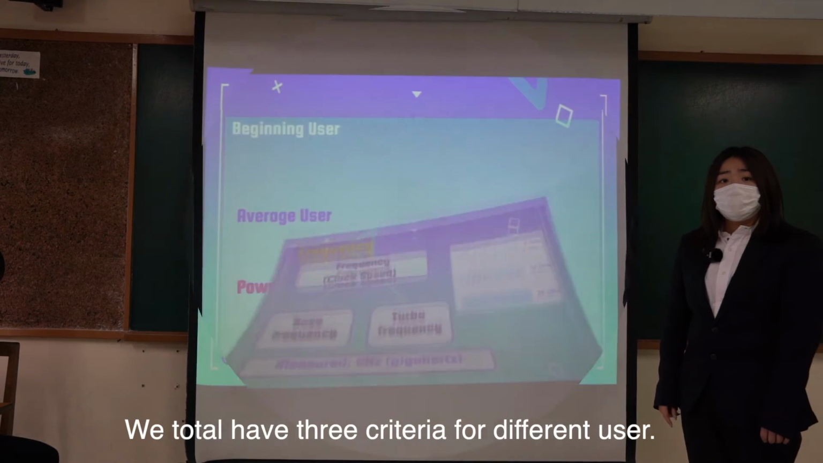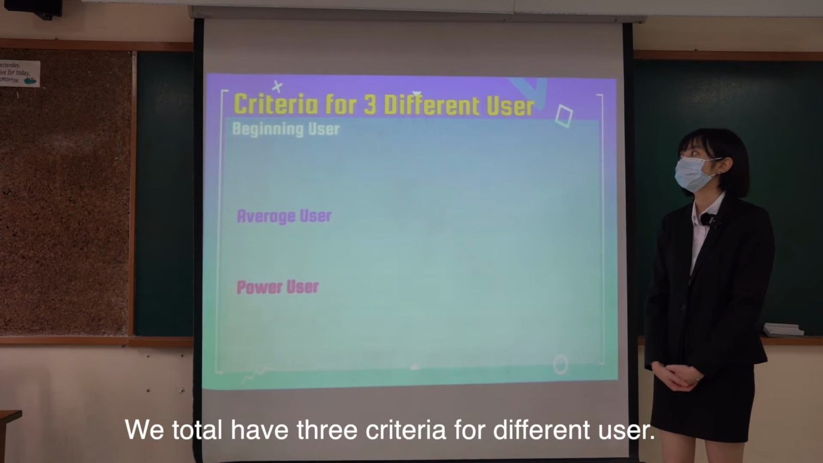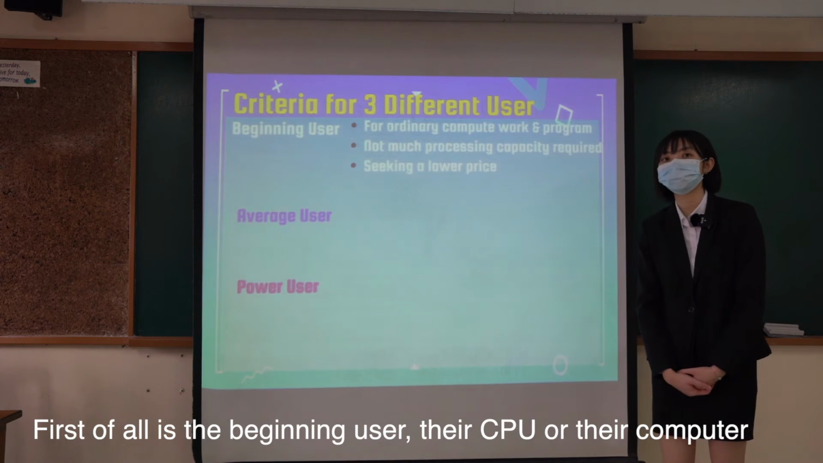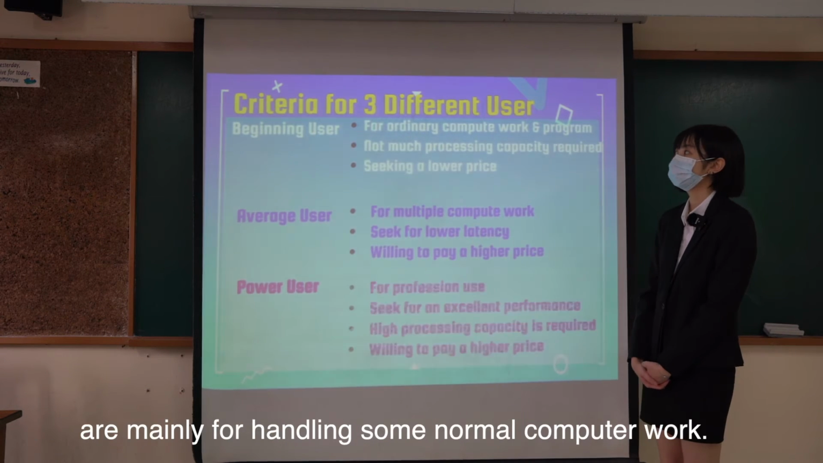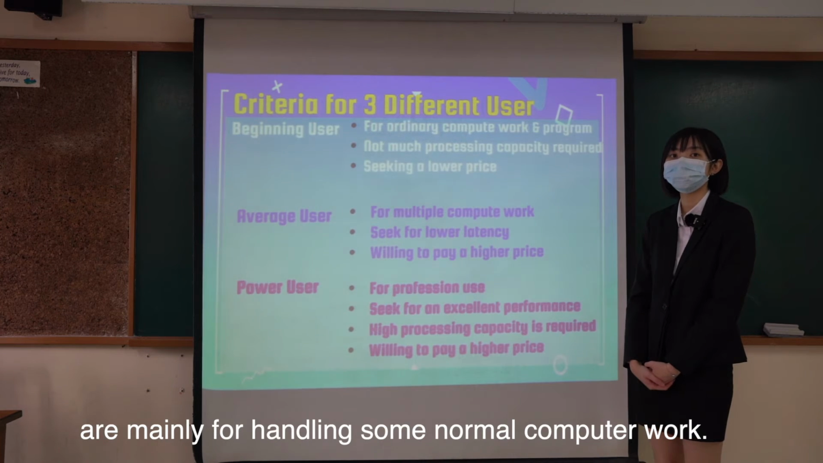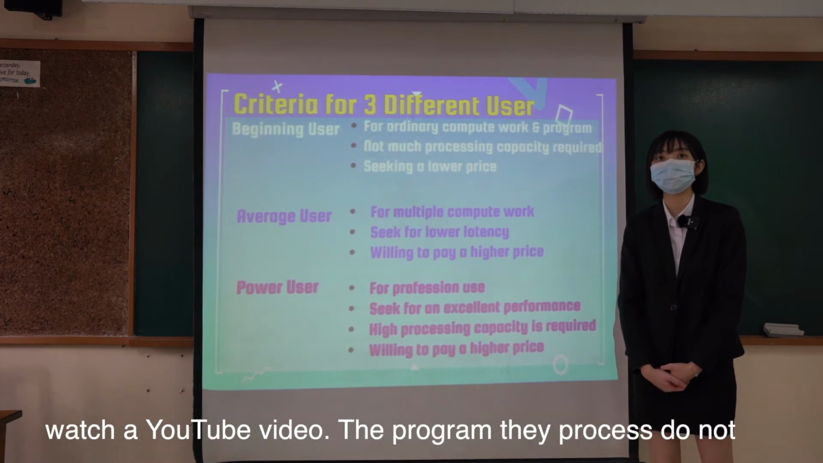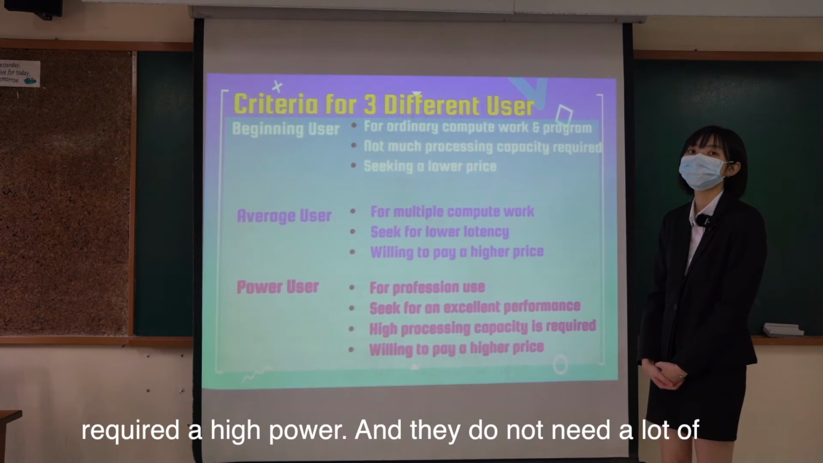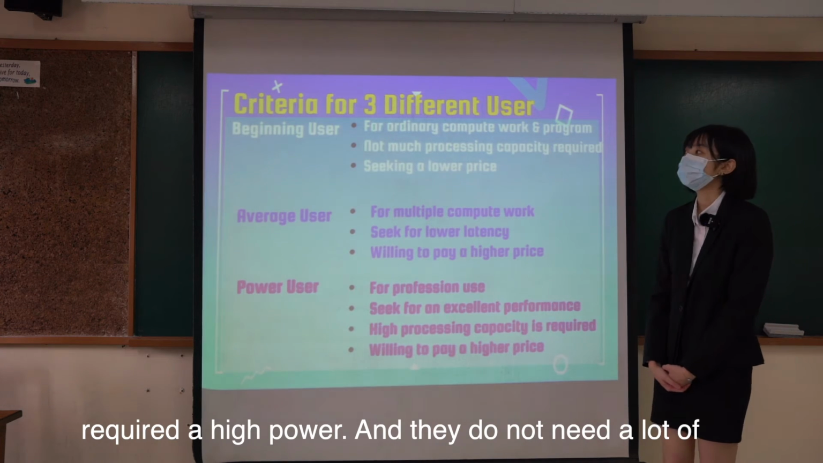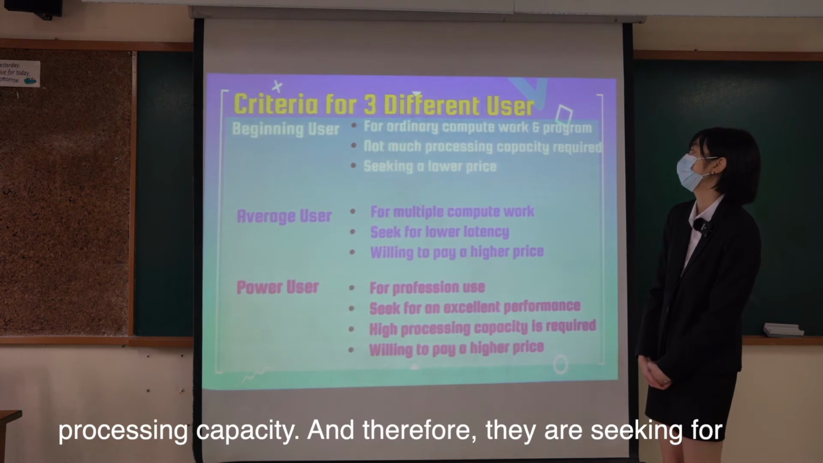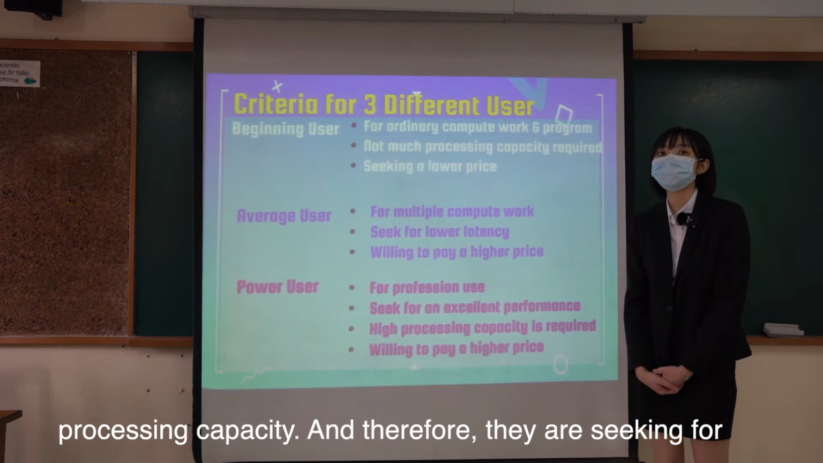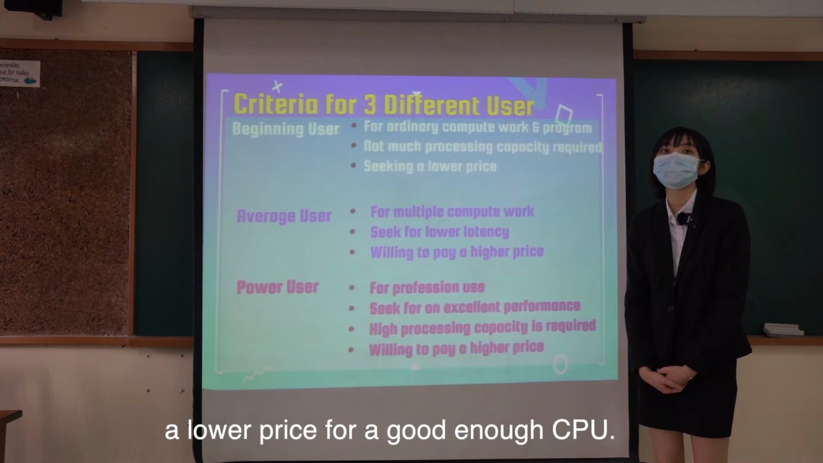So we also have 3 criteria for different users. First of all is the beginner user. Their computer is mainly for handling normal computer work, for example, using Microsoft Word, PowerPoint, or watching a YouTube video. The programs they run do not require high power, and they do not need a lot of processing capacity. Therefore, they are seeking a lower price for a good enough CPU.